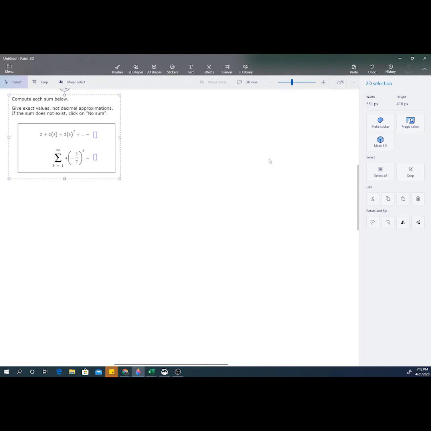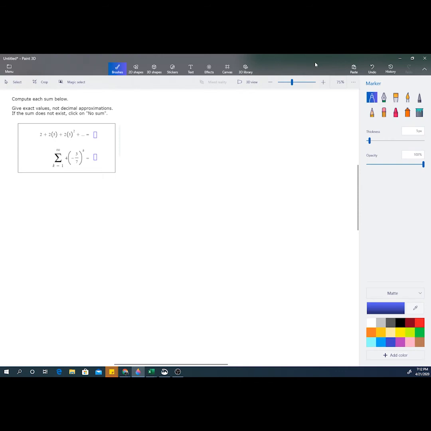Okay, so again, my formula that I'm going to use, I need my brushes, is going to be A over 1 minus R. And I like to put a 1 there just to tell me it's the first term. Later you're going to see functions where it's going to have A1, A2, A3, A4, etc. just to tell you which term you're looking at.